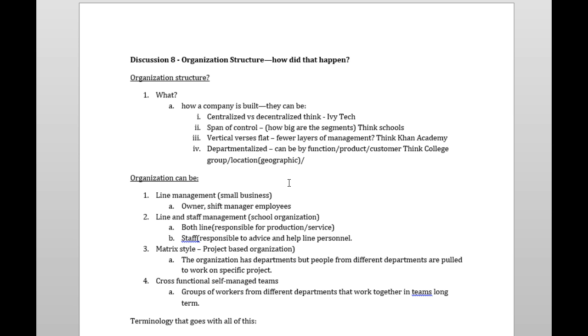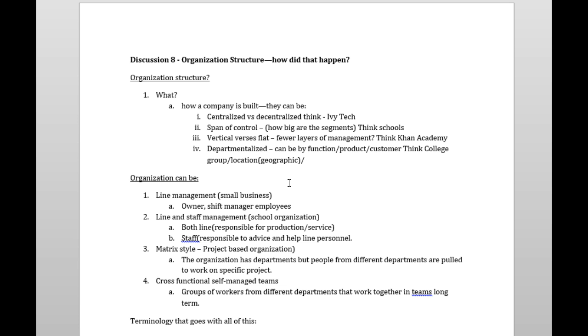What is an organization structure? Well, that's how a company's built. They can be centralized, decentralized. Think Ivy Tech. All of the big decisions or everything's managed out of Indianapolis, yet there are 14 regions that all depend on that type of structure.